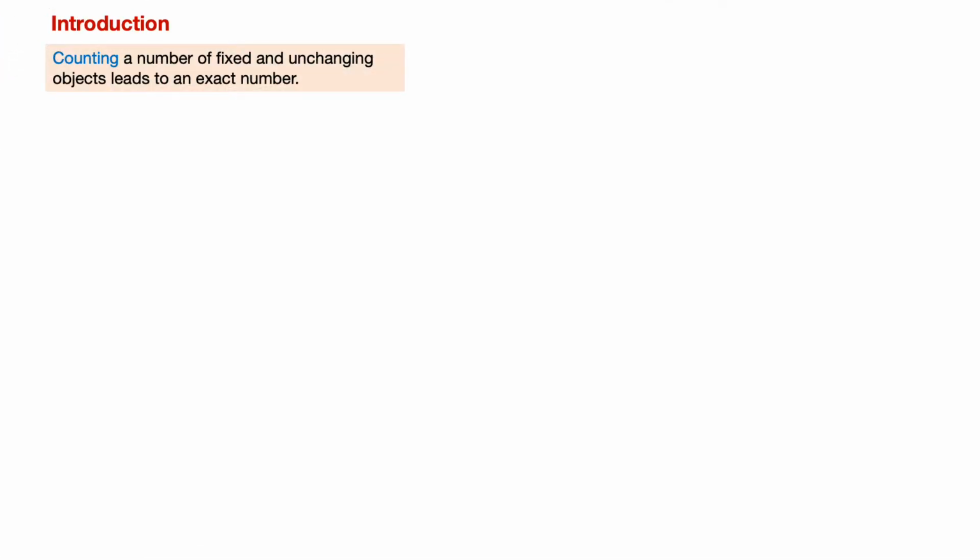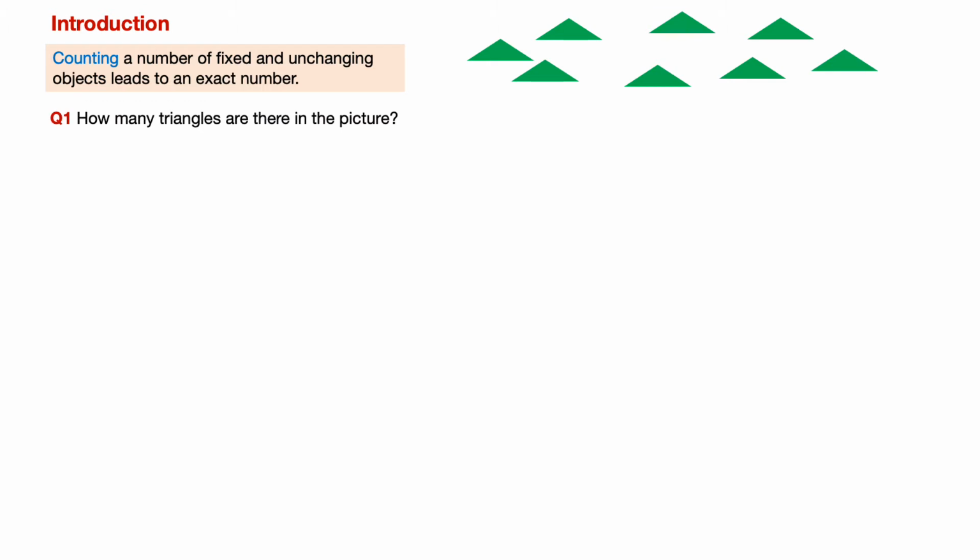So let's begin by considering what we mean by counting. If you look at the triangles appearing on your screen, we can count these triangles quite easily because there is a fixed number of them and they're not changing. They're not appearing and disappearing, for example. So when we count them, we produce an exact number. Count these triangles now. I'm sure you all discovered there were 8.